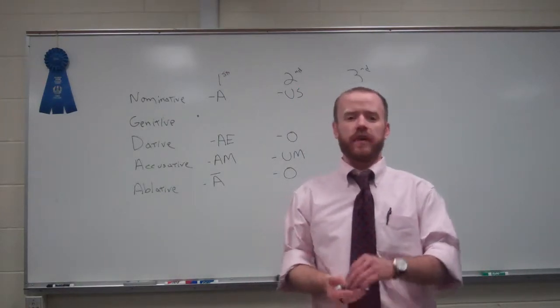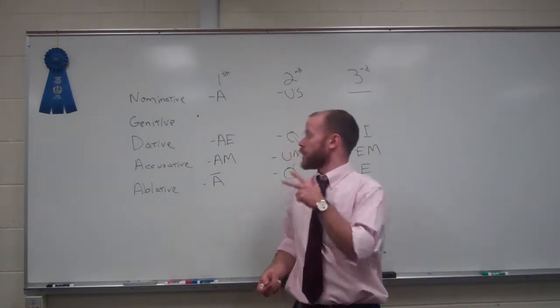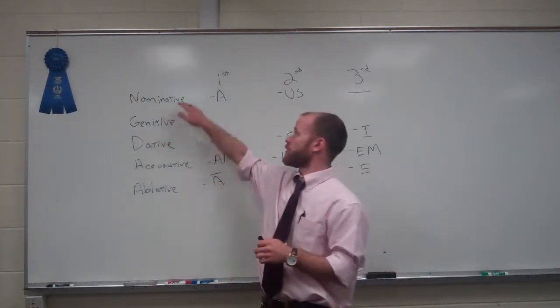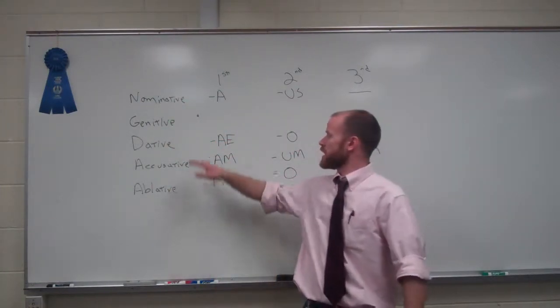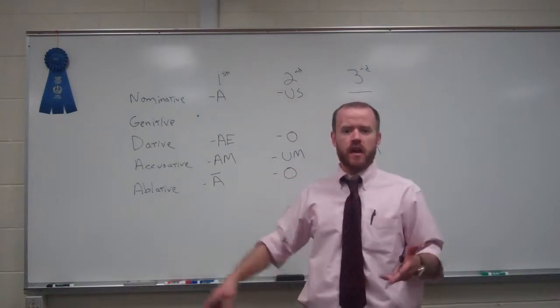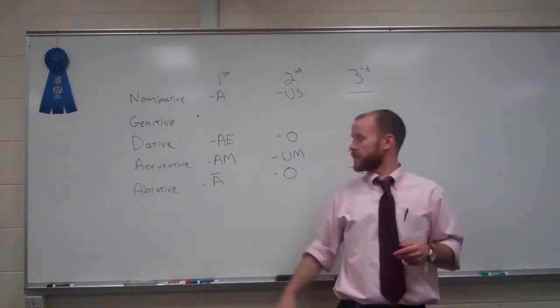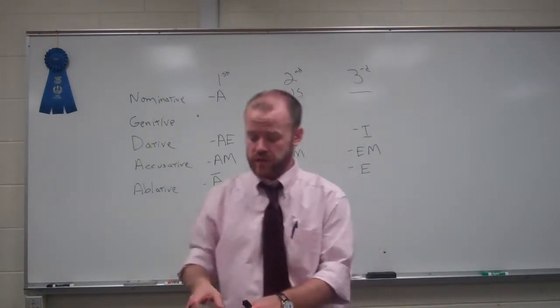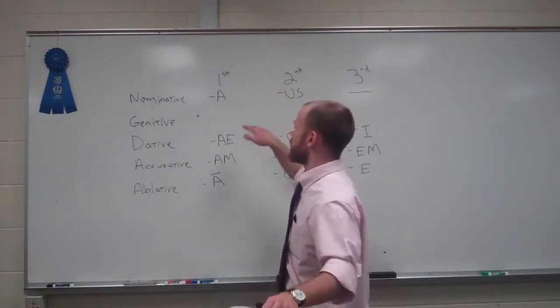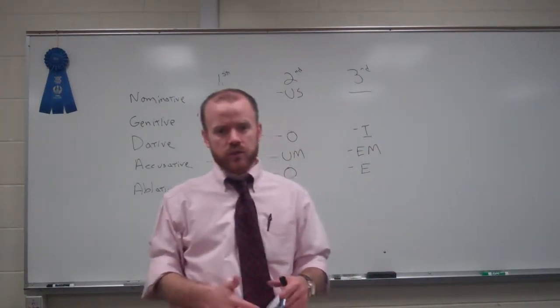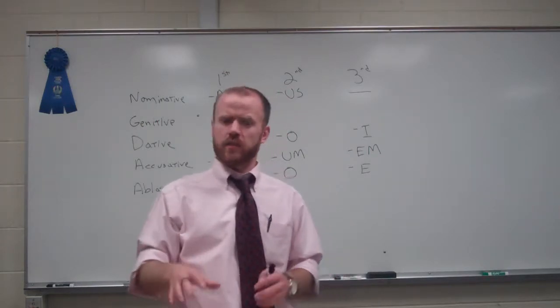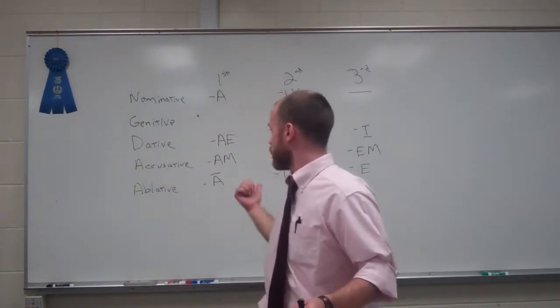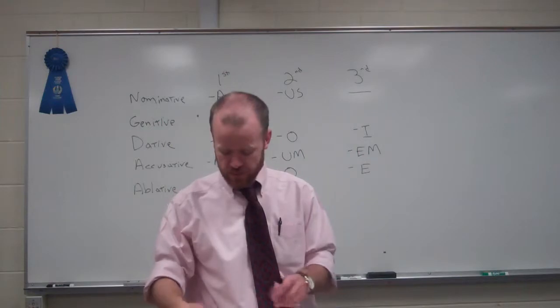Up till now, you've had nominative, dative, accusative, and ablative. We remember nominative is used typically for our subjects, dative for our indirect objects, accusative for the direct objects, and ablative for prepositional phrases. Now we're going to add in this genitive case, which is often used to show possession. Just like an apostrophe S in English, the genitive has that possessive quality to it.